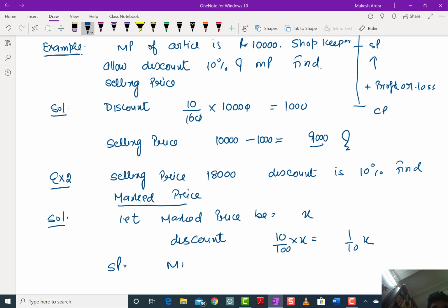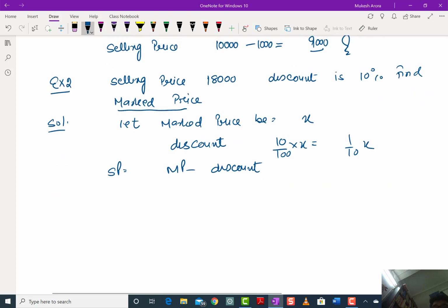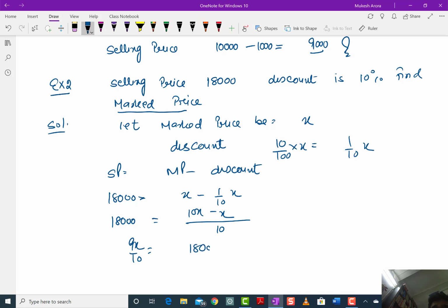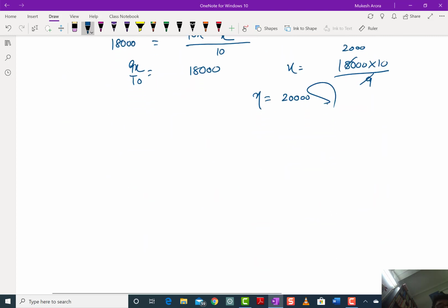Selling price is mark price minus discount. So selling price we have to find, that is 18,000. Mark price is x minus 1 by 10 x. 18,000 is equal to 10x minus x by 10. 9x by 10 is equal to 18,000. x is equal to 18,000 into 10 by 9, which is 20,000. Right?